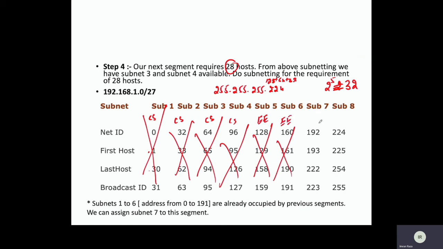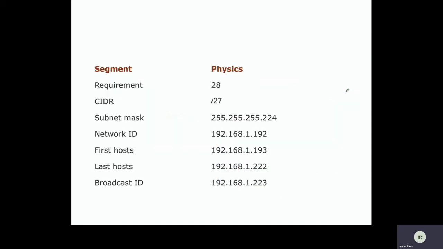But I can use this subnet, right? So I can assign this to physics, where the requirement is to have the node addresses for 28 nodes, and I can easily assign addresses to 32 nodes. Okay. So if I look at the summary here, the requirement was to have 28 node addresses.